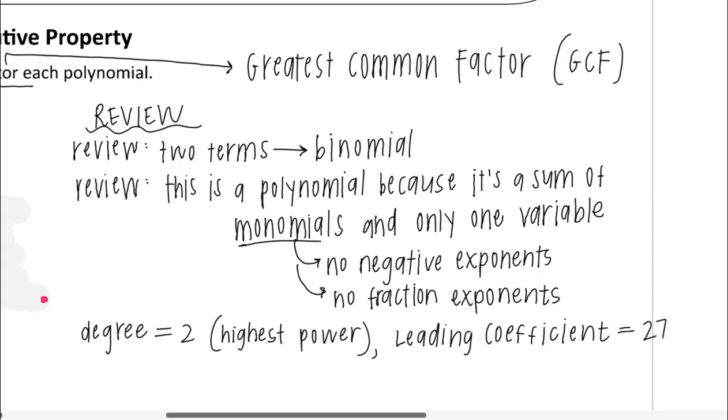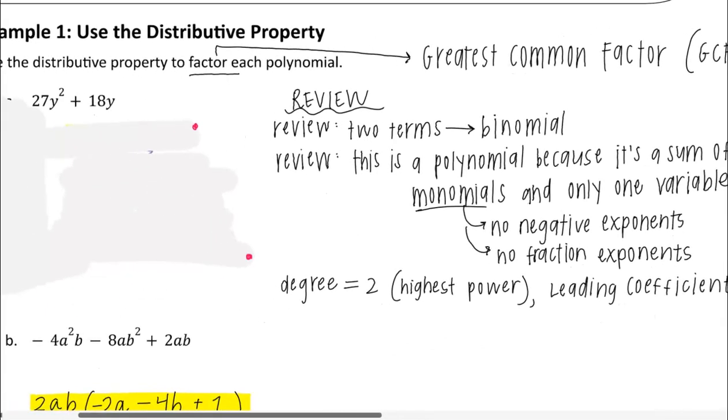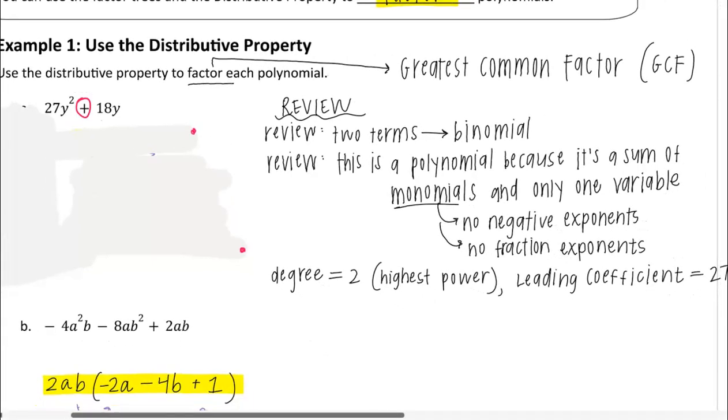To review, this problem has two terms, making it a binomial. It's a polynomial because it's a sum, meaning it's addition, of monomials, and it's only one variable. There's no negative exponents and no fraction exponents. I have an exponent of 2 and an exponent of 1. And the highest power is 2, meaning that it's a degree 2 polynomial with a leading coefficient of 27.